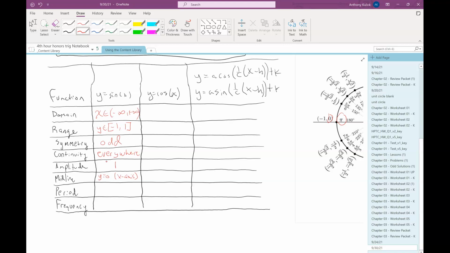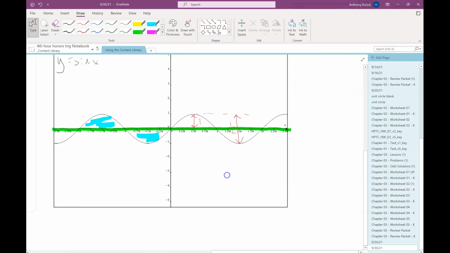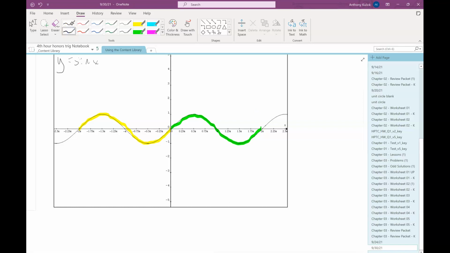Next up is the period. So notice when you look at the sine graph, I'm going to erase some of this stuff again. You notice that if I start here, I have an up hump, a down hump, and then it starts over again with a new up hump and down hump. And we could keep going on like that forever, right? Everybody kind of see that?